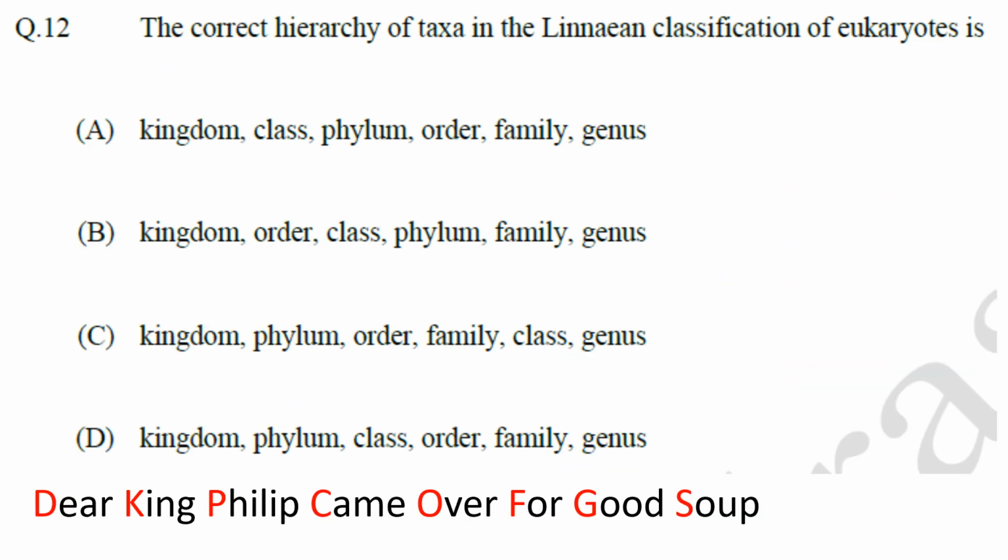The correct hierarchy of taxa in the Linnaean classification of eukaryotes is. Remember this statement: Dear King Philip came over for good soup. So D stands for domain, K stands for kingdom, P stands for phylum, then C stands for class, O stands for order, F for family, G for genus and S for species. So the order they have asked here, it will be kingdom, phylum, class, order, family, genus. So the answer is option D.